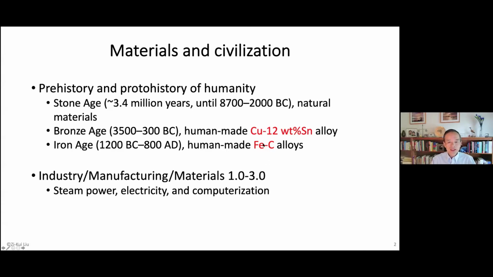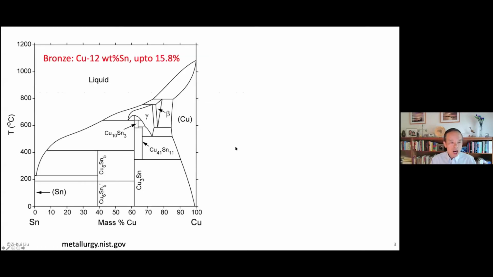So I want to talk about these two a little bit more specifically. This is a copper-tin phase diagram. Now you see that 12%, right? Of course, at that time, people didn't know phase diagrams. They just used trial and error. If you look at 12%, actually it can go up to 15.8%, so it's in this range of tin composition. So this is very special.